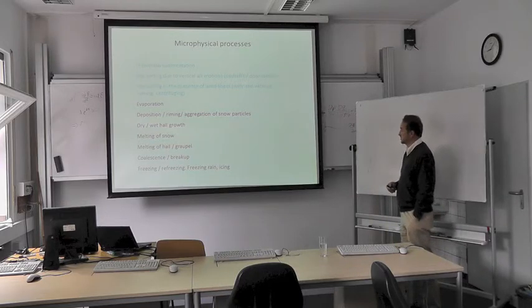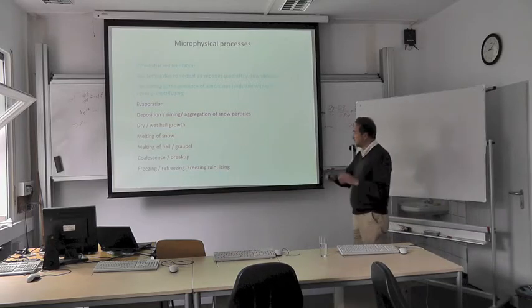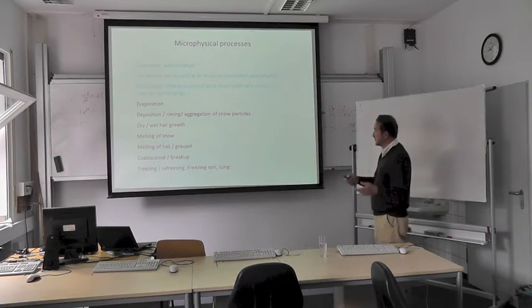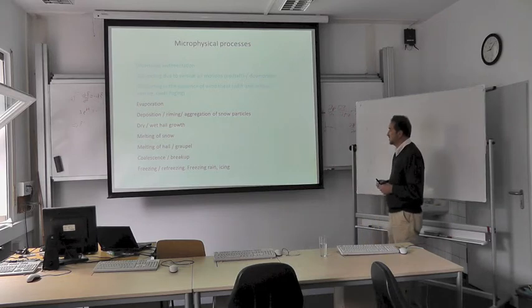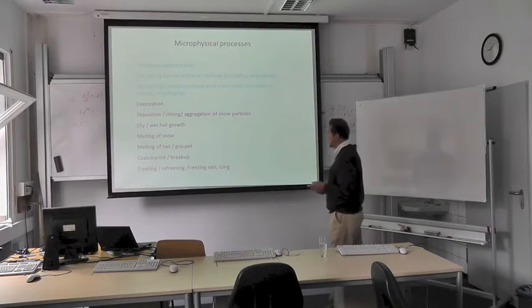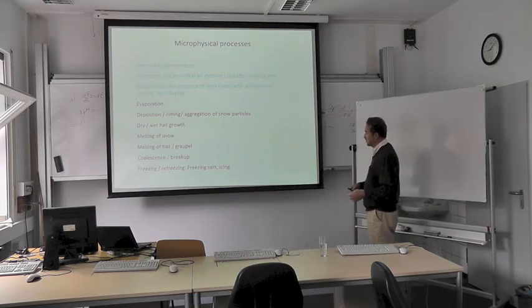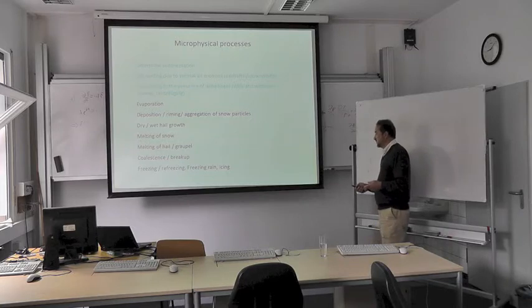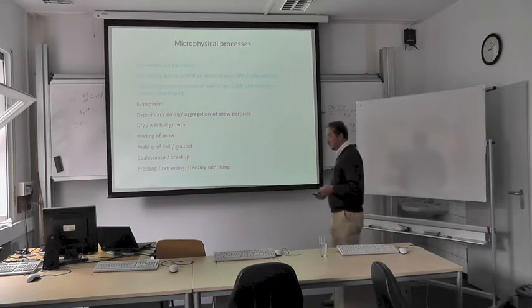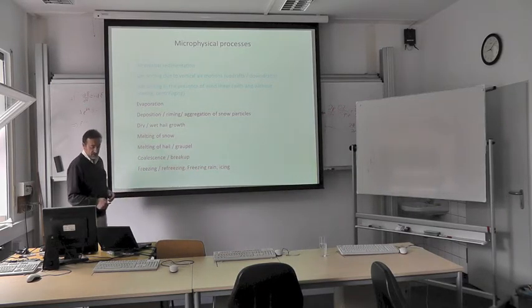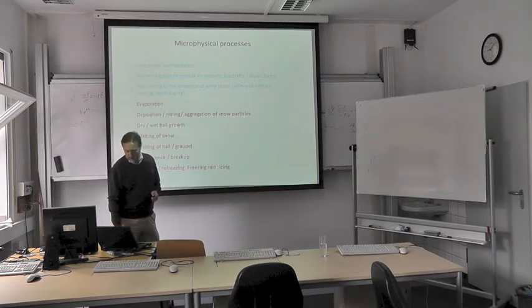It's a very important process, one that shapes the distributions and the density of snowflakes that eventually melt and make raindrops. Dry and wet hail growth, melting of snow, melting of graupel, hail, coalescence, breakup of different particles within the melting layer and also in rain. And also freezing, refreezing, freezing rain, icing. All these important things, and this one is directly related to dangerous phenomena associated with inclement winter weather.